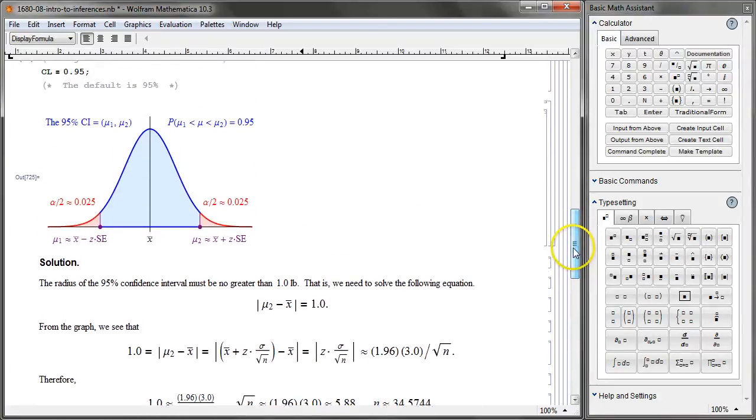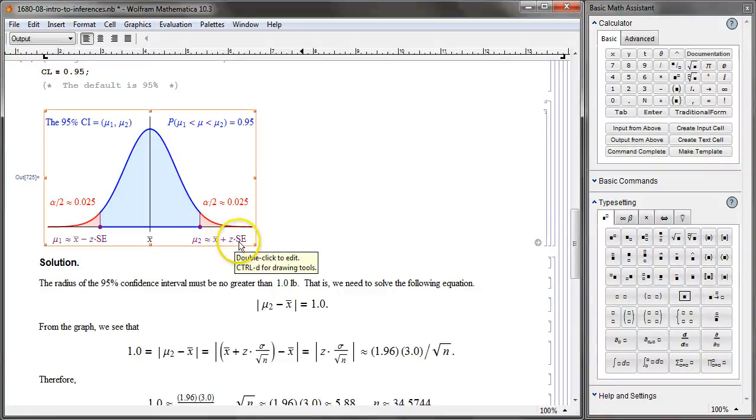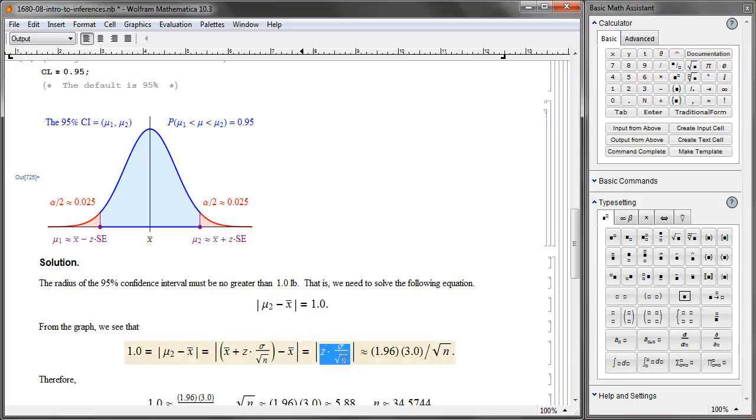Let's go back here. The distance from the center to the end is z times se, because this is x bar plus z times se, and this is x bar minus z times se. The distance is z times se, so z times se equals 1.0. That's how the equation is formed, and that's how you can determine square root of n.